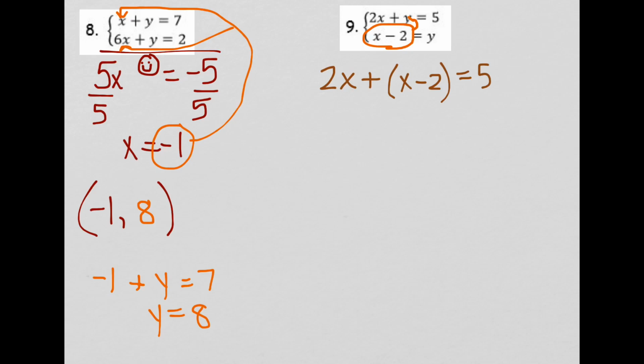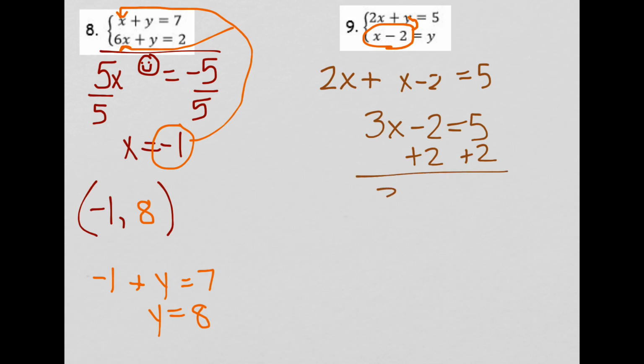Okay, 2x, I don't have anything to distribute here. It's like an invisible 1, so I don't really even need the parentheses. Let's see if I can erase those. So what I have here is 2x plus x is 3x minus 2 equals 5. And I'm going to add 2 to both sides. And I get that 3x equals 7.